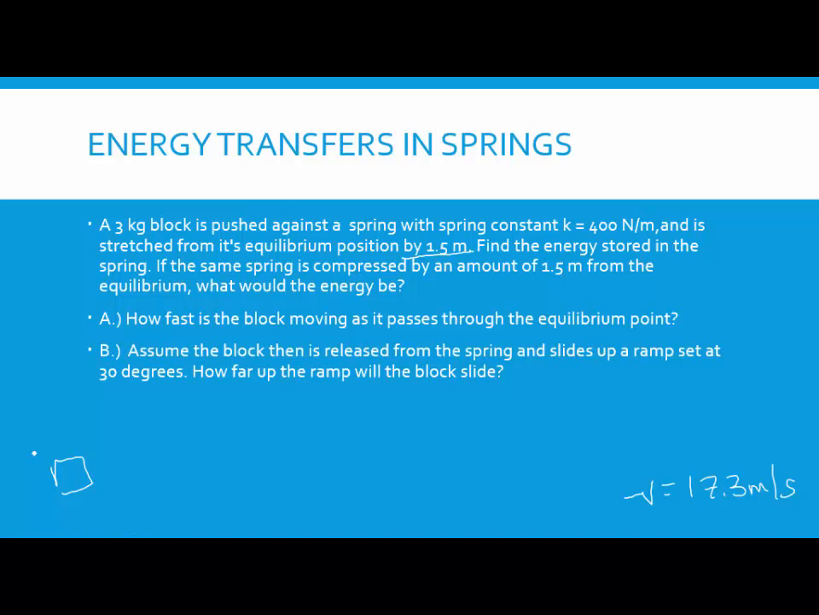So here we have our block, and it's traveling at 17.3 meters per second, and then it's going to come up. There's going to be a ramp here. It's 30 degrees here. The block's going to slide up the ramp. They want to know how far up the ramp the block slides. So in this case, we have another energy transfer, but kind of in the reverse, where we have all kinetic energy at the bottom of the ramp, and that's going to be transferred into the potential energy at the top. And the kinetic energy that it had right before it gets to the ramp is also equal to the potential energy that was in the spring.